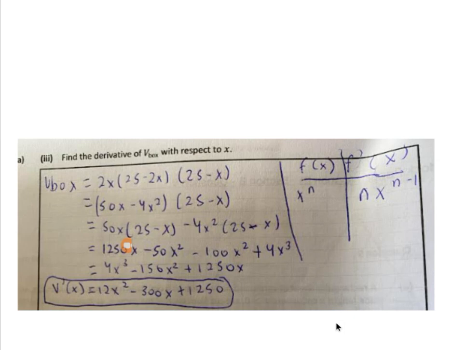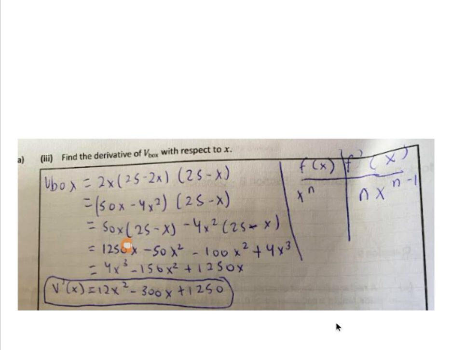So now, in part 3 of A, we're told to find the derivative of V box with respect to x. We know the V box is equal to 2x times 25 minus 2x times 25 minus x. The first thing we can do is multiply out each of the brackets. This will simplify our derivation.